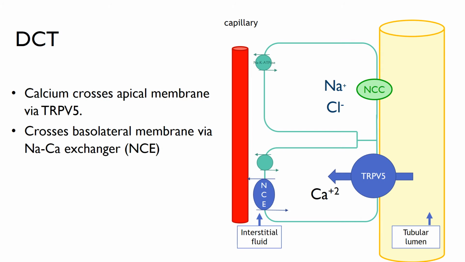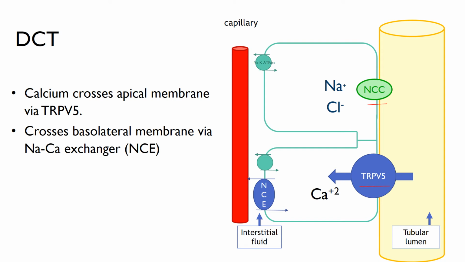In the same area of the distal convoluted tubule where the NCC occurs, there is another important receptor and channel that is responsible for the reabsorption of another important solute. So I mentioned before we were going to talk about sodium and chloride. Now we're going to add calcium into the mix. Calcium is reabsorbed in this area of the nephron using something called a TRPV5 channel.